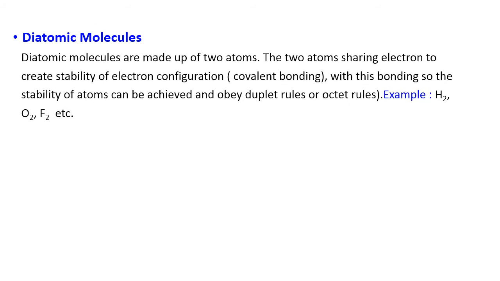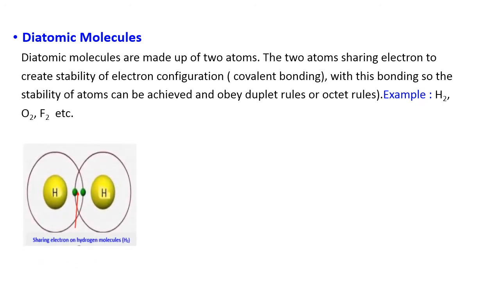Diatomic molecules. What are diatomic molecules? Diatomic molecules are made up of two atoms. The two atoms share electrons to create stability of electron configuration. This process we have learned at the previous meeting and is called covalent bonding. With this bonding, the stability of atoms can be achieved, obeying duplet or octet rules. Examples of diatomic molecules are H2, O2, F2, and etc.